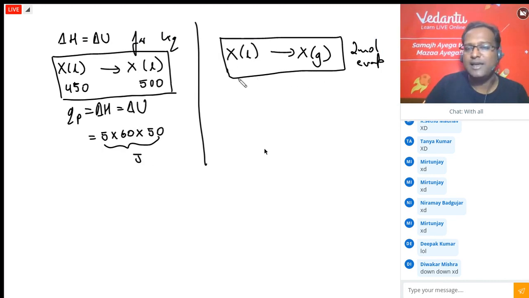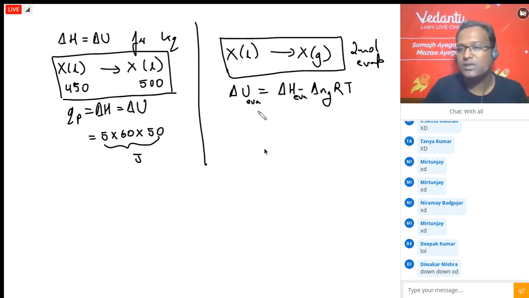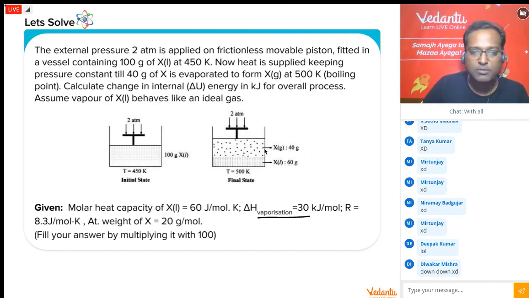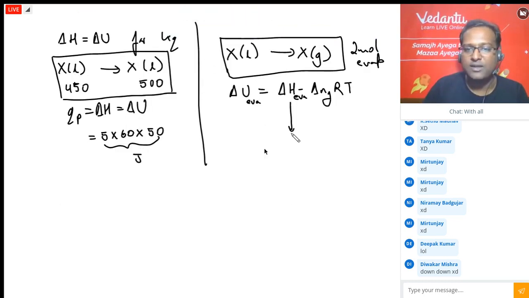Now, this is a reaction step. So for this, delta U will be equal to what? Delta H minus delta Ng RT. Sir, why are we using this formula now? Because delta H evaporation is given to me, and I need to find delta U evaporation. Hence, I'm using this formula. Let's go back and see the data. 30 kilojoule per mole, so I will plug in 30,000 joules. Delta Ng, you can see, is 1. R will be 8.314, and this is happening at 500 Kelvin.